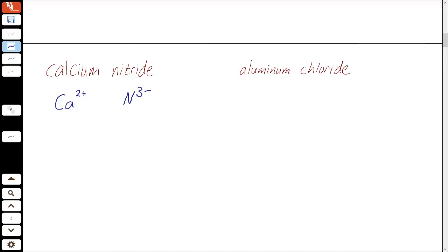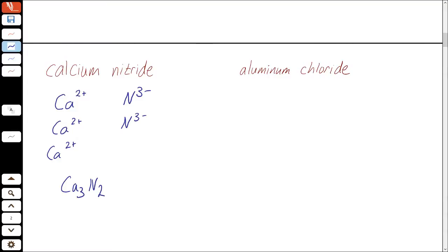Since 2 and 3, we can't just change one of them. We have to actually change the numbers of both of them to find a common factor, or a common multiple. So if we add 2 more of these and 1 more of that, that gives us a 6 plus and a 6 minus. And then those are neutral. So that overall compound can be written as Ca3N2.